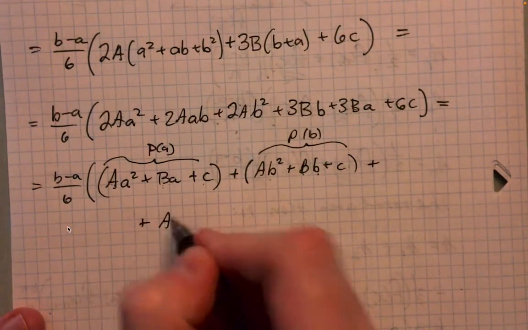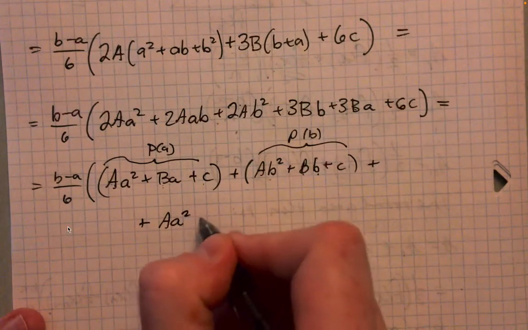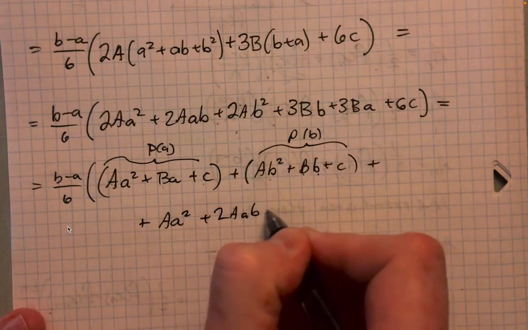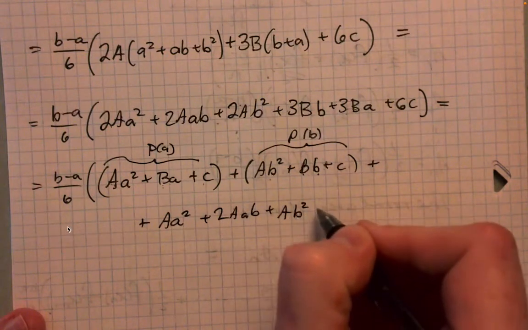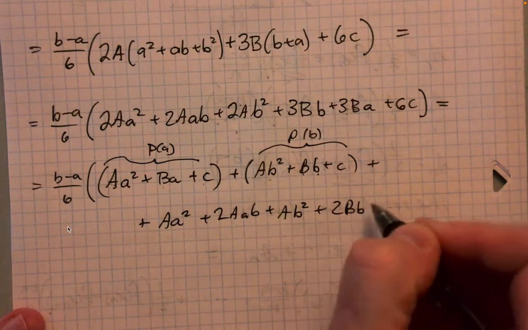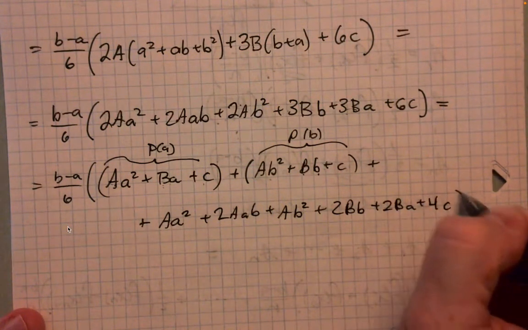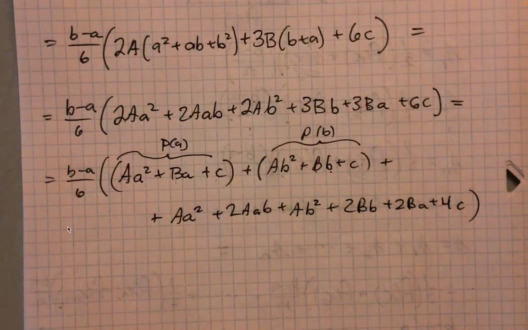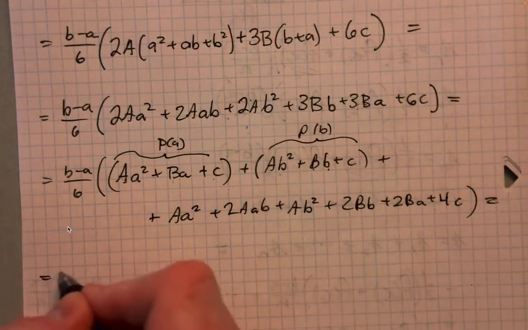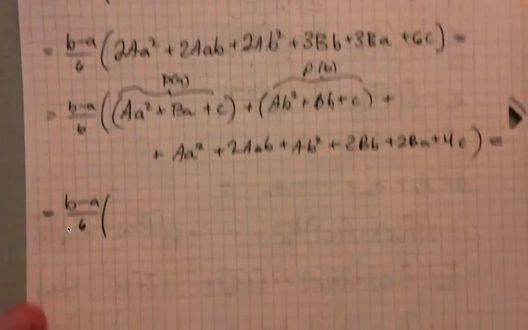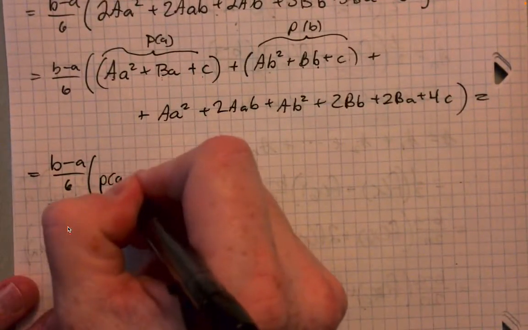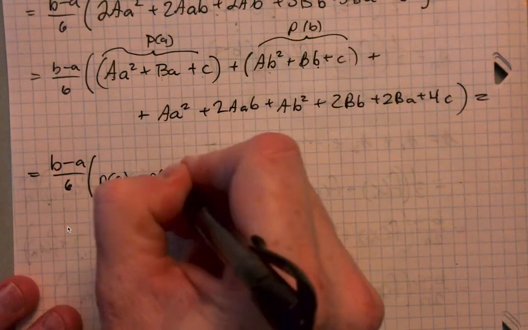So let's write down what's left after you do that. So you have A times little a squared plus 2AB plus A times B squared plus 2B little b plus 2B little a plus 4C. Okay, so again, it's not super tricky, but it can be a little involved. You just have to be a little bit careful to not drop anything. So b minus a over 6 is still out front, and you've got your P of A accounted for. You've also got your P of B accounted for.